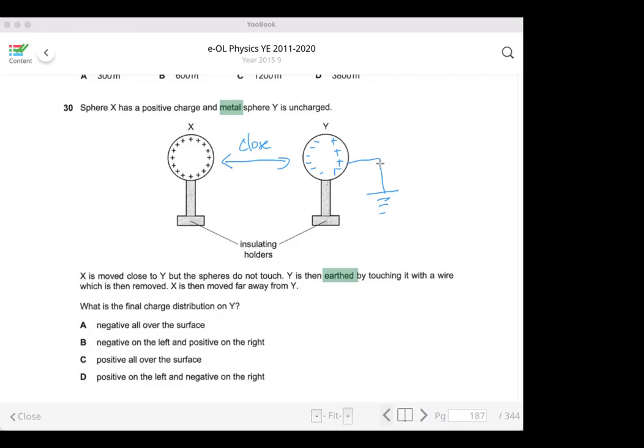And everything will always try to be as neutral as possible. Okay, so I mentioned to you earlier on that the left side will always be as negative as possible due to the closeness to X. So the right side here will be neutralized. What happened is electron will actually move from the Earth to the sphere and then neutralize all the positive.